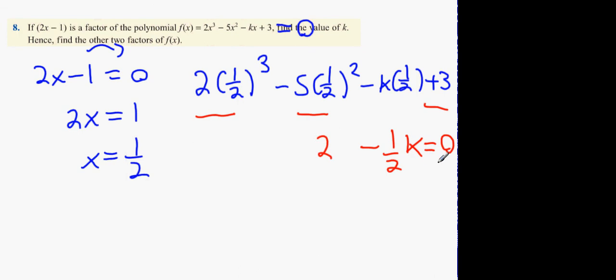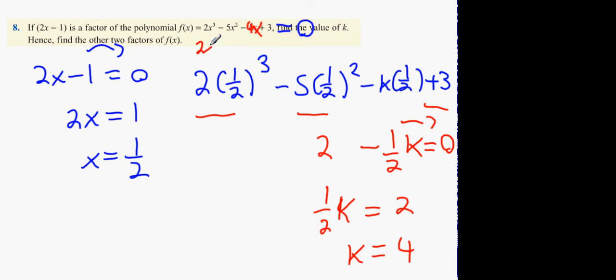2 minus a half k equals 0. A half k therefore equals? 2. I bring over the half k to the right. K therefore equals 4. Now that I know k is 4, all I got to do is replace the k with 4. So the equation is now 2x cubed minus 5x squared minus 4x plus 3. Find the other two factors.